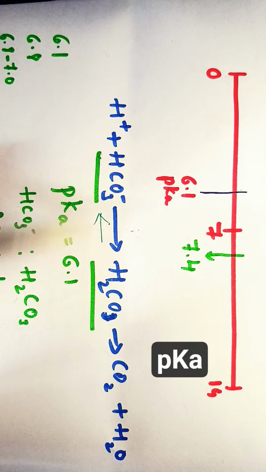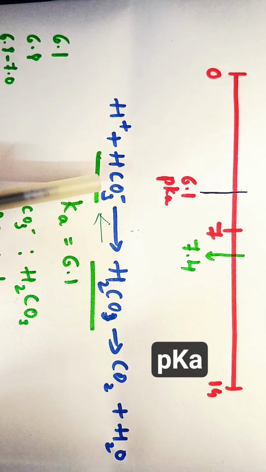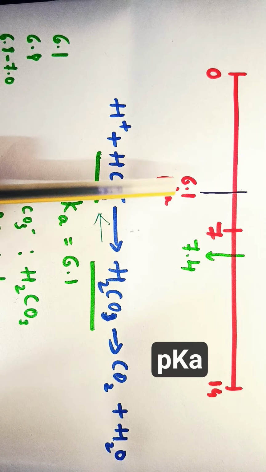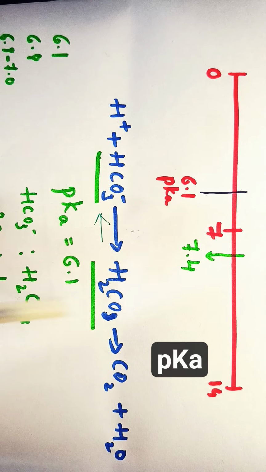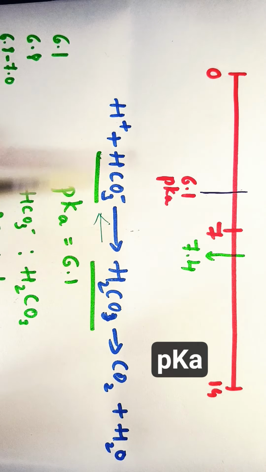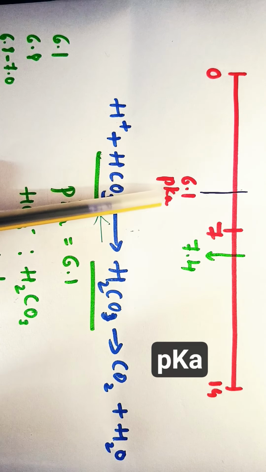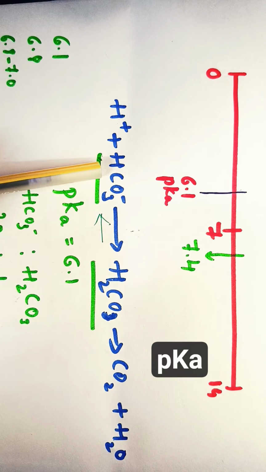What exactly is the meaning of this pKa? It is nothing but that there are equal amounts of bicarbonate and carbonic acid at a pH of 6.1, and that is why that is the pKa value for this buffer system. It means the strength of this bicarbonate buffer system is maximum at a pH of 6.1. So there is an equal amount of a weak acid and a conjugate base.